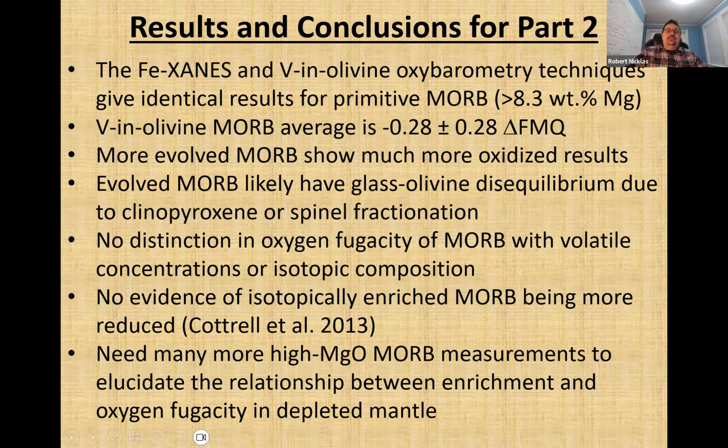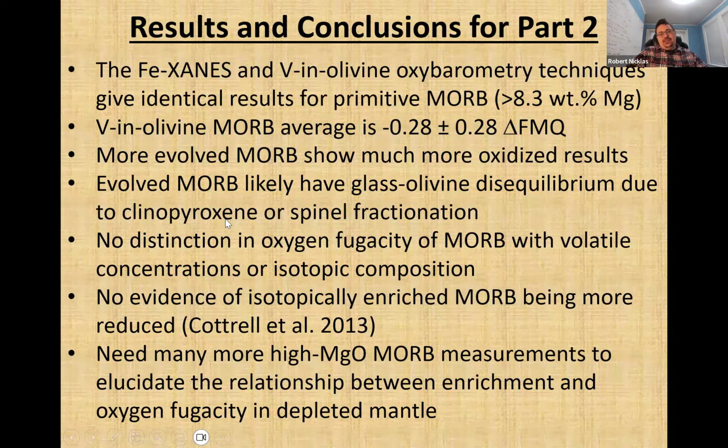There's no distinction of MORB with volatile concentrations or isotopic composition. It's been shown before by Cottrell et al. 2013 that isotopically enriched MORBs are more reduced. We don't see that in our data set, though we do have larger error bars. And we just need more MORBs to define this.